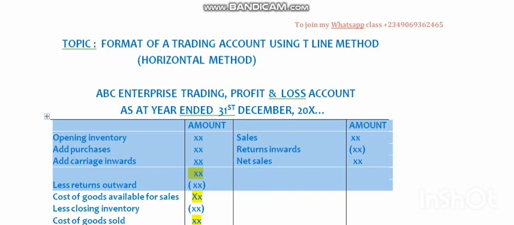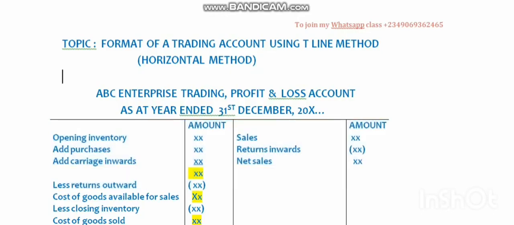But if you are using the vertical method, you don't need to draw this kind of line. I will show you how to do it in my next video. So we have two methods. The T-line method, which is called the horizontal method, is this one I'm doing now. The other method is called the vertical method. So let's discuss now.